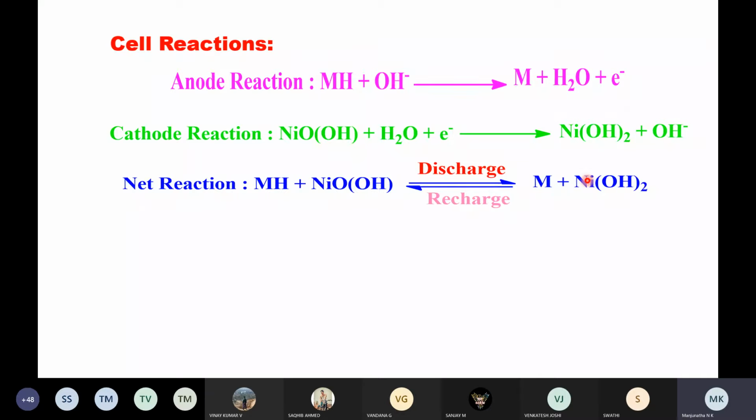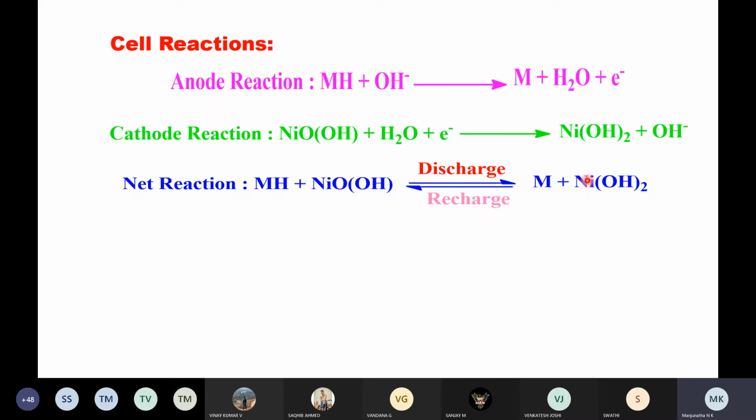Coming to the working during the recharging process. During the recharging process, the nickel metal hydride battery acts as an electrolytic cell where electrical energy is converted into chemical energy, in which the reactions are reversed. Is the working of the nickel metal hydride battery clear?